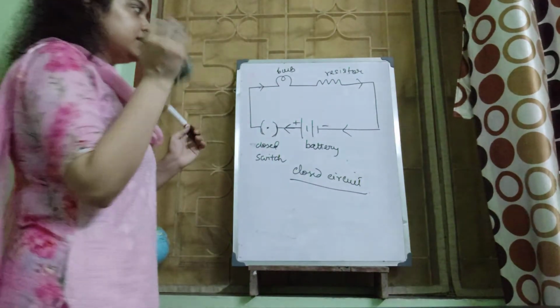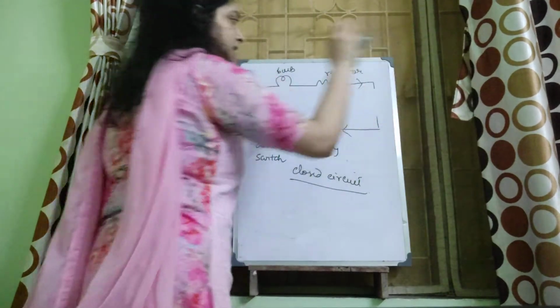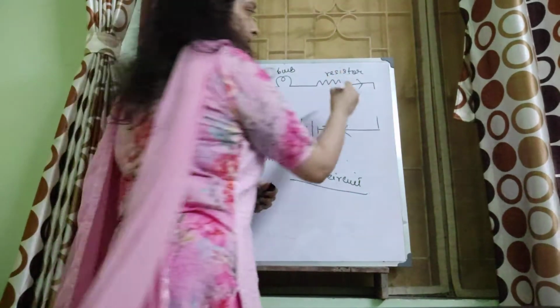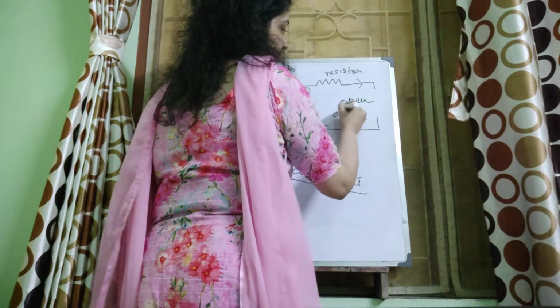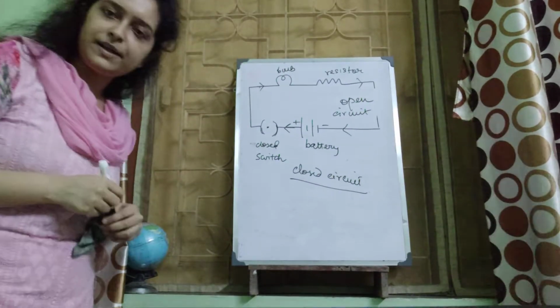If I just break the wire, then it will become an open circuit. Open circuit because of the incomplete path, the current will not be able to flow.